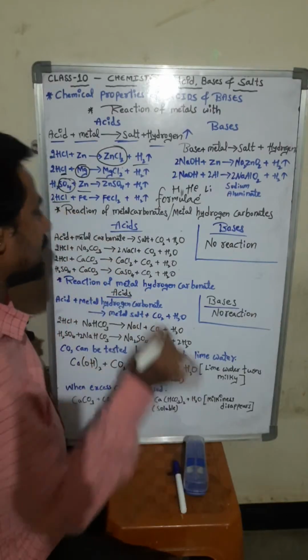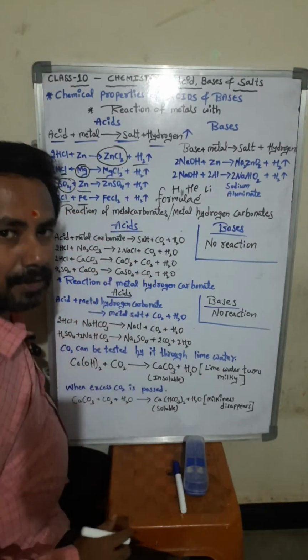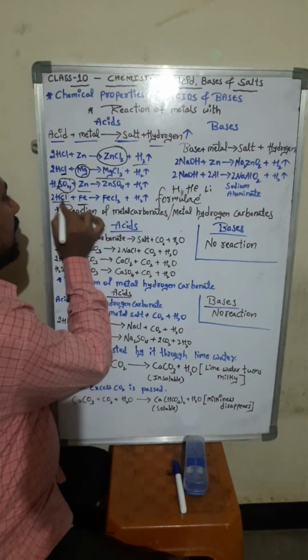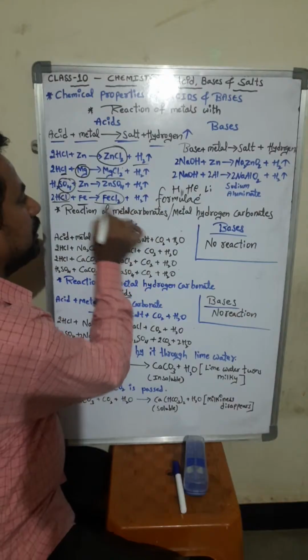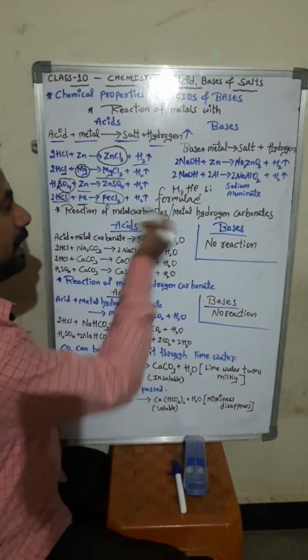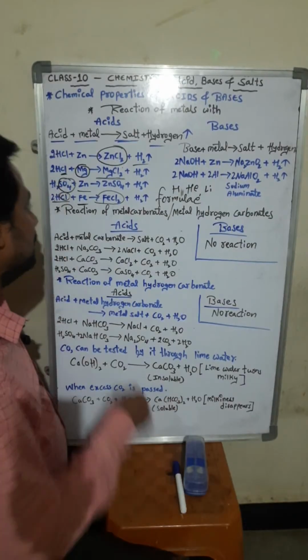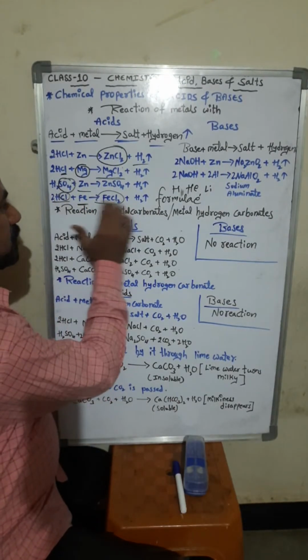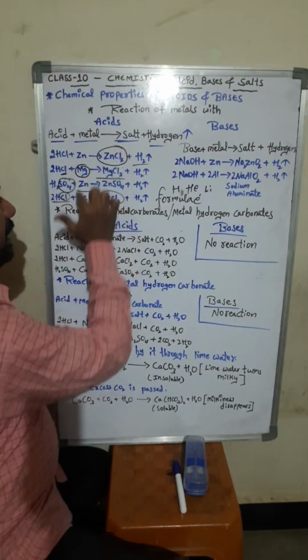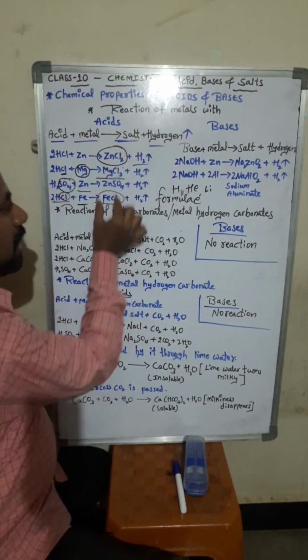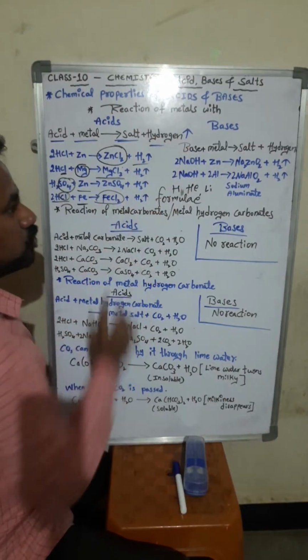HCl, hydrochloric acid, is reacting with iron, Fe. So this Fe will react with Cl, FeCl2, iron chloride will form and hydrogen gas will be liberated. Clear? So why are we taking this one? Because Fe is a metal and HCl is an acid. So what will form? Salt will form and hydrogen gas will form.